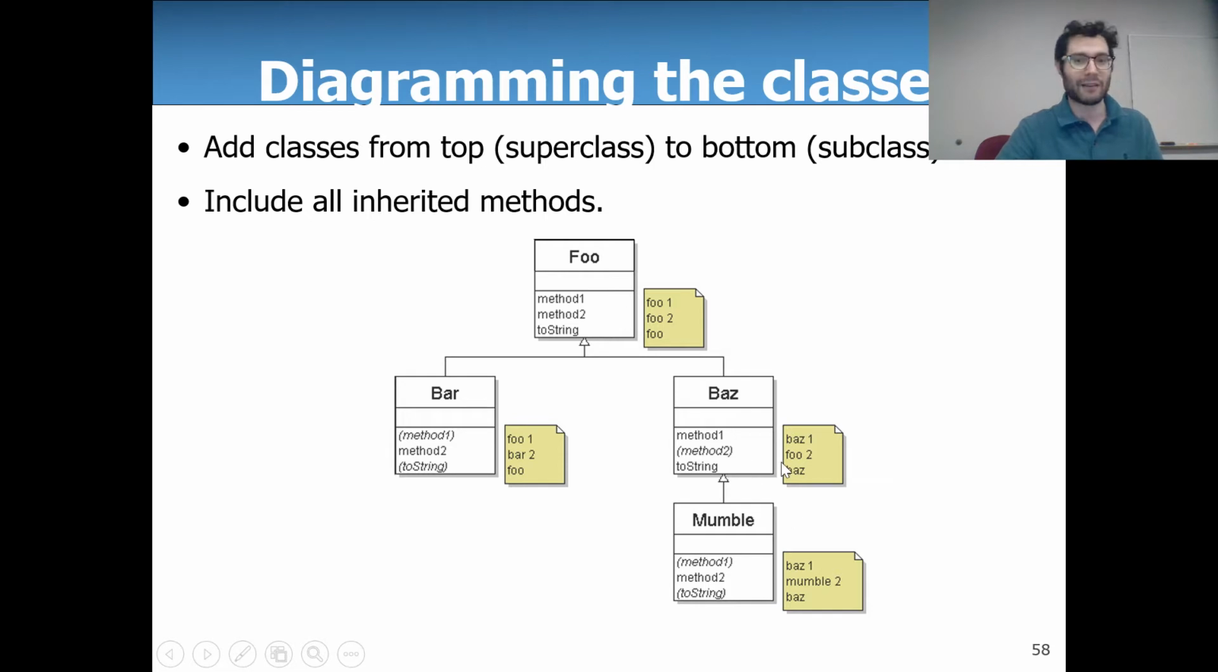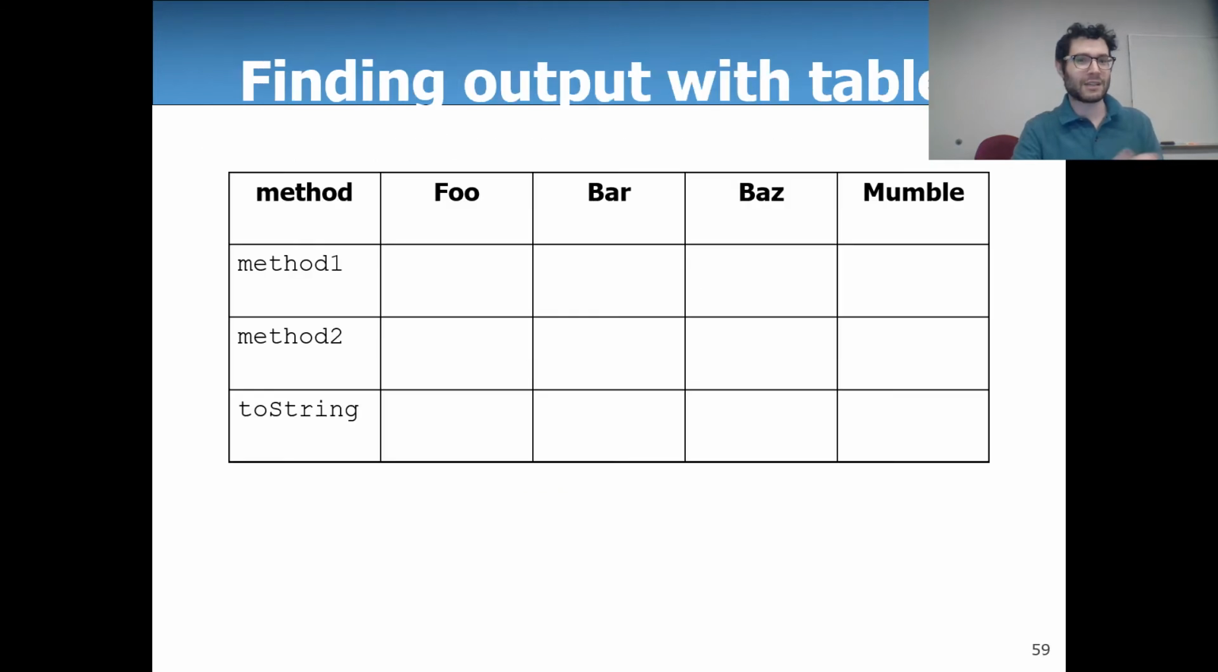By diagramming it out like this and just noting, okay, we have these 3 methods. It's not going to be more than 2 or 3, because otherwise that's going to be hard for us to write, okay? Another way to do it is to create a table, okay?